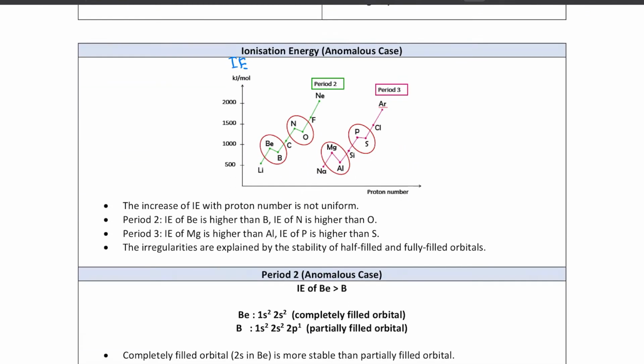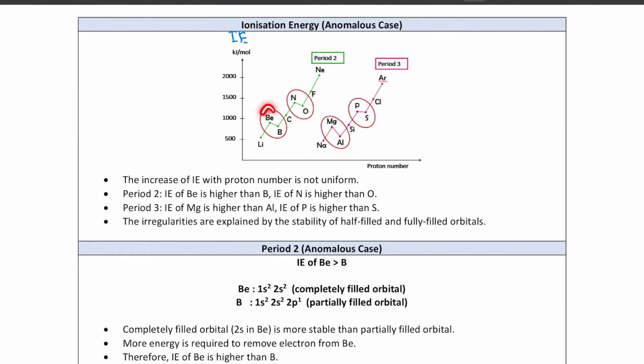Okay, tapi tak. Okay, so as you can see, saya bulatkan dekat sini. So inilah tempat yang menyebabkan dia tak jadi straight line. Okay, so the increase of ionization energy with proton number is not uniform. Yes, that means dia tak straight macam tu. Period 2, ionization energy of beryllium is higher than boron. Ionization of nitrogen is higher than oxygen.